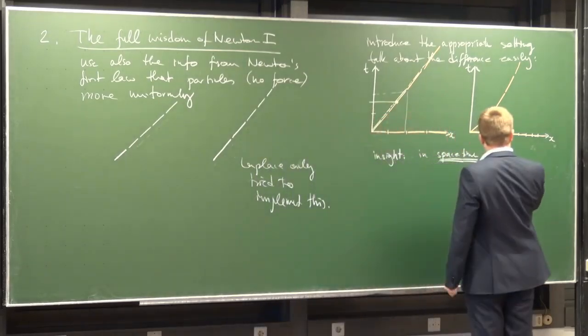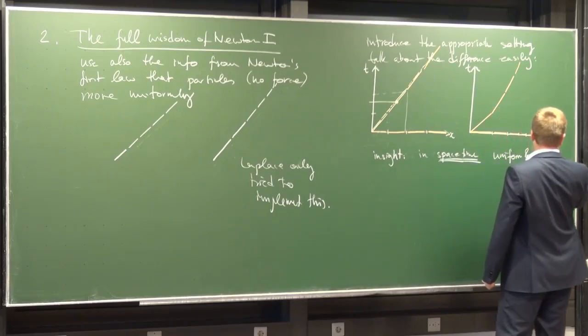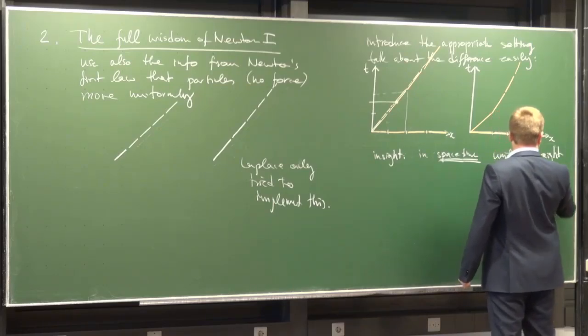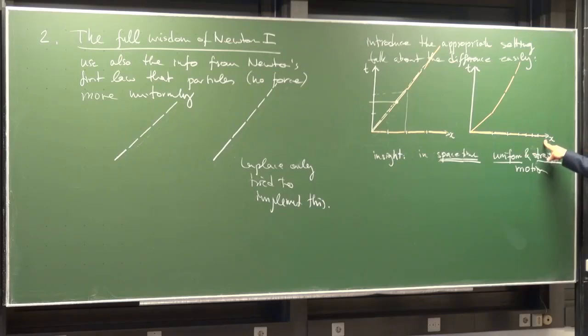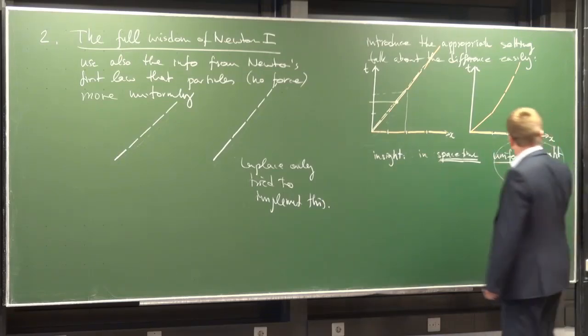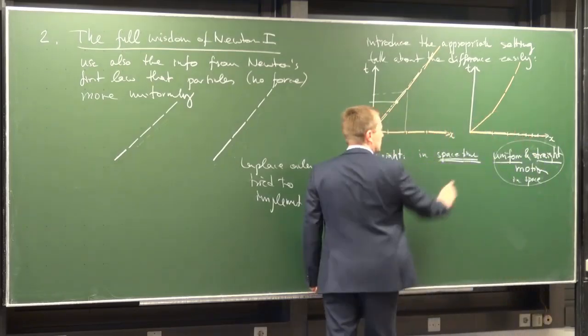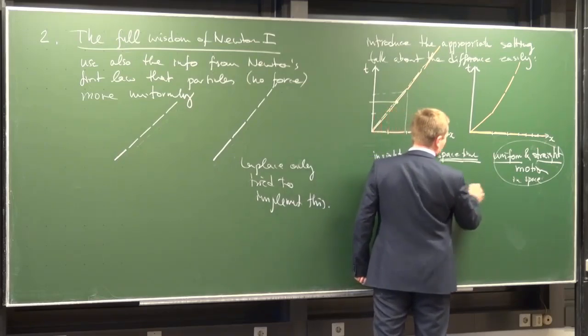But even better, in space-time, uniform and straight motion, where the uniform and straight must be said because we always think about time, but in space-time you don't need to say uniform and straight motion in space-time. This uniform and straight motion in space is simply straight motion.